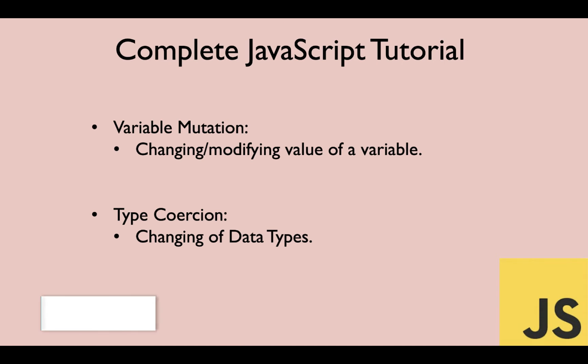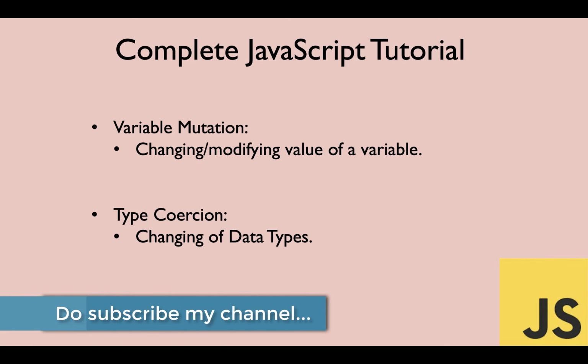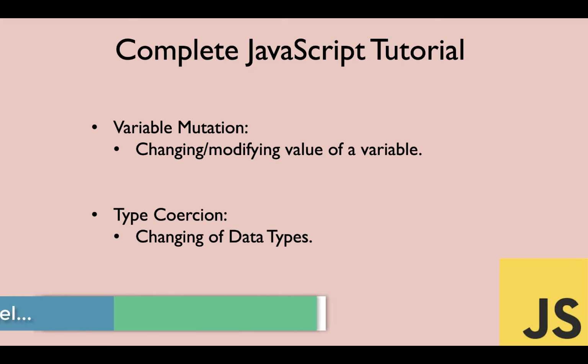Coming back to our first topic, that is variable mutation. So what exactly is a variable mutation? The definition says it is changing or modifying the value of a variable.